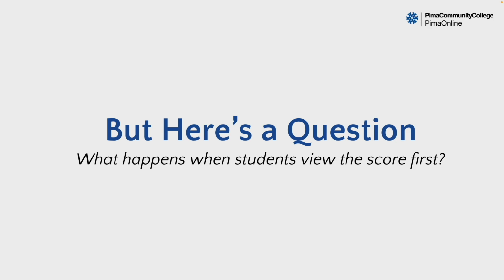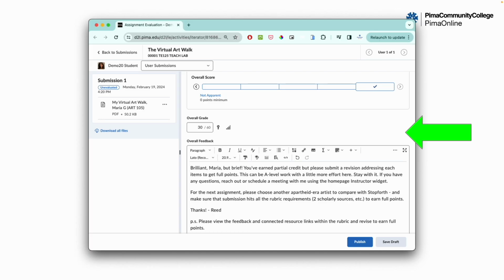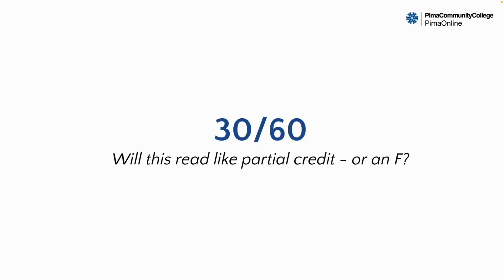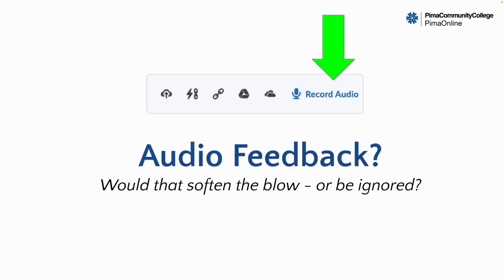What do you think is going to happen when your students see that score first, before they look at your feedback? It does say 30 out of 60. Does that read like partial credit, or does that read like an F to your students? Some faculty will actually ask students to click on their audio feedback and say, please listen to it carefully, the hope being that their tone of voice will come through, their encouragement will come through. Do you think that might soften the blow, or do you think it would be ignored?